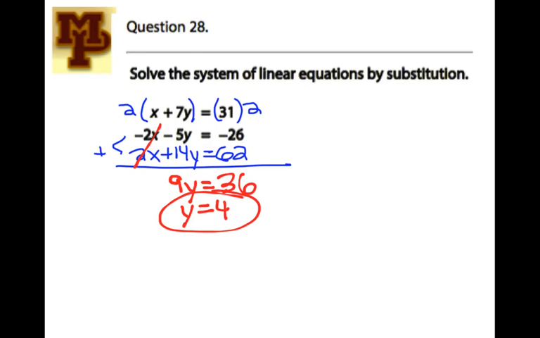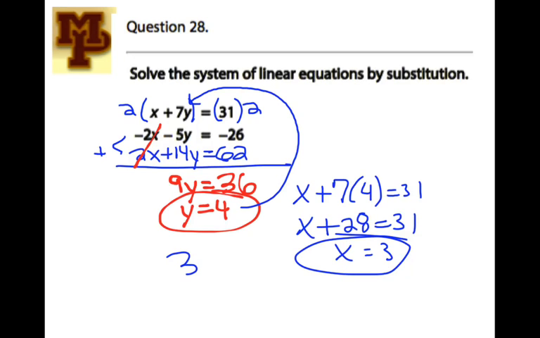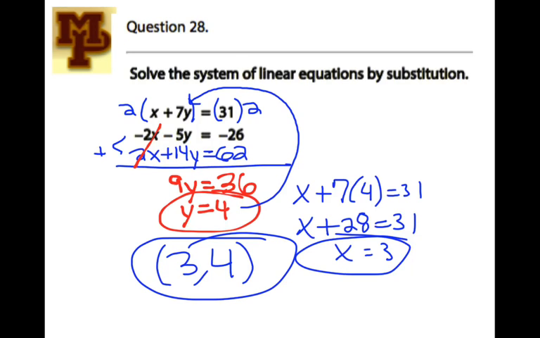And then you can go and plug the 4 back into either equation. So I'm going to put it into the top equation because the bottom one has a bunch of negatives. So it's going to be x plus 7, and instead of the y, let's put the 4 there, and then equals 31. So x plus 28 equals 31, so x equals 3. So the ordered pair solution would be (3, 4), and we have to put parentheses for systems like this.